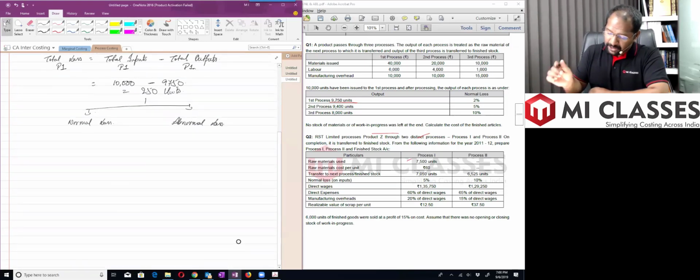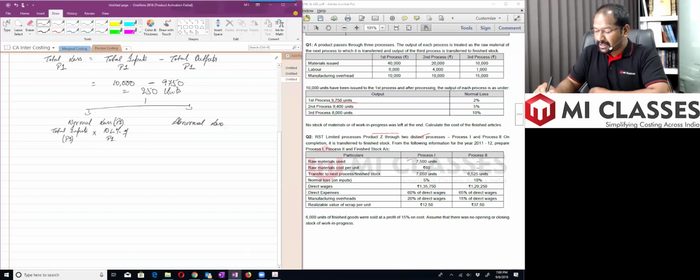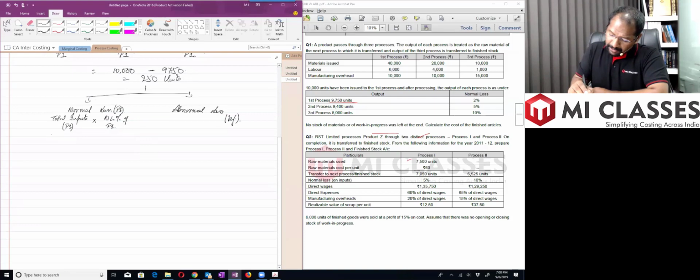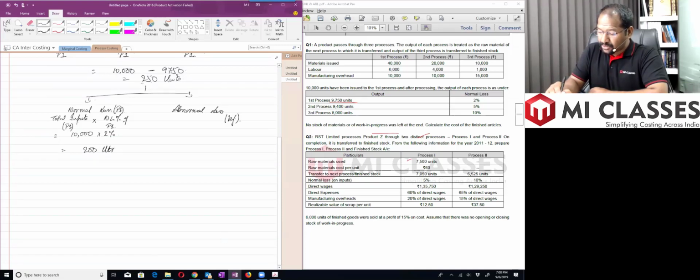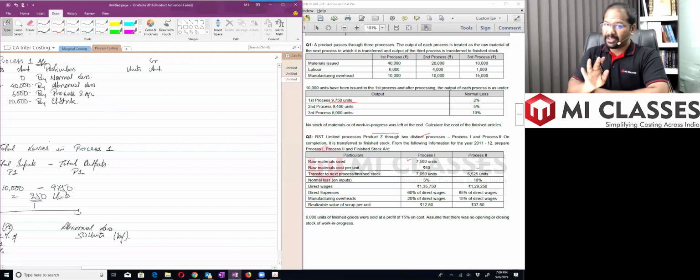All right. So how much is my normal loss? The formula for normal loss is total inputs of process 1 multiplied by normal loss percentage of process 1. And abnormal loss will always be the balancing figure in case the question has not mentioned anything about it. So how much is the total inputs for process 1? 10,000. And how much is the normal loss percentage? 2%. So my total normal loss becomes 200 units. And abnormal loss becomes the balancing figure. Total is 250. This is already 200. So this becomes 50 units, my abnormal loss. Are we comfortable? Very good.